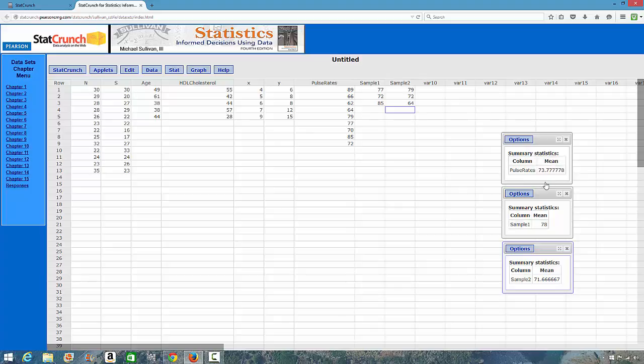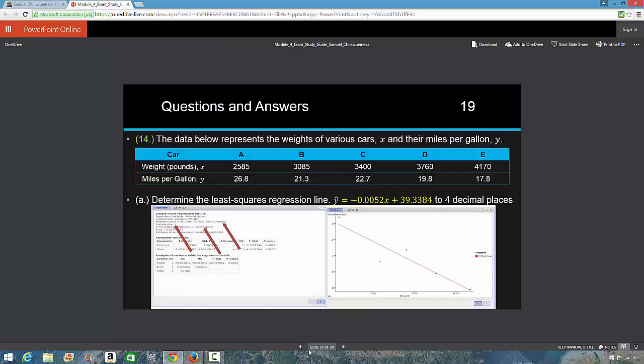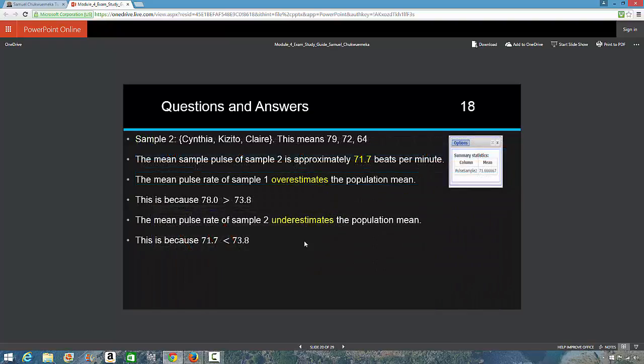If the mean of the first sample is greater than that of the population mean, that means it overestimates it. And if the mean is less than the population mean, then that means it underestimates it. Overestimates and underestimates.